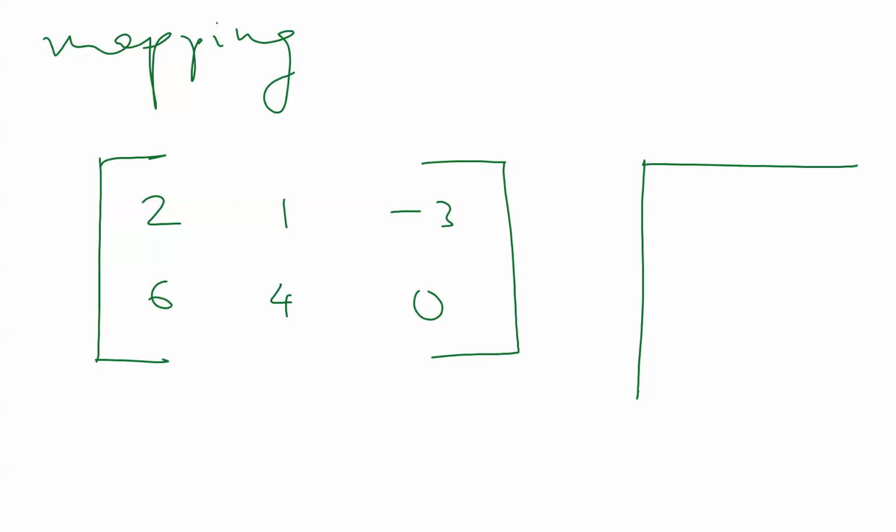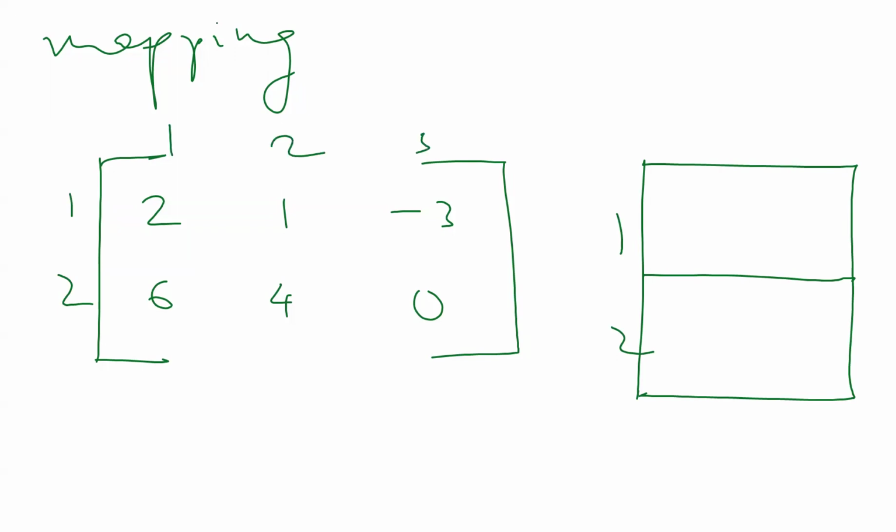Let us understand the mapping table. How many rows are there? 2 rows. Row number 1, row number 2. How many columns are there? 3 vertical columns. 2 horizontal rows and 3 vertical columns.